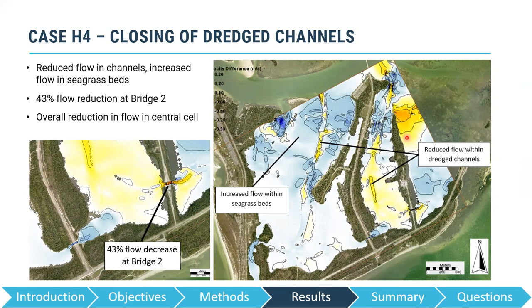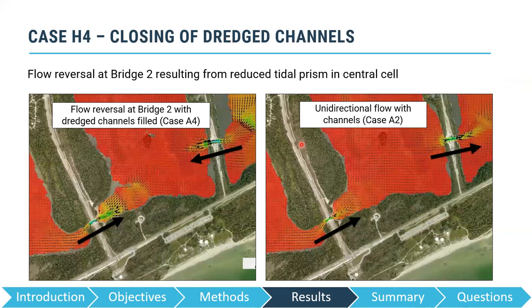Okay, so in this hypothetical scenario, we decided to fill in those two north-south oriented dredge channels. You remember those two dredge channels that lead all the way from Bunce's Pass to the southern portion of the bay? We just filled them in, and we looked at how that affected the flow patterns. As you would expect, you fill in those dredge channels, you get a decrease in flow in the channels, and an increase in flow in the seagrass beds. That's not all that surprising. What is surprising is what I'm going to show on the next slide here.